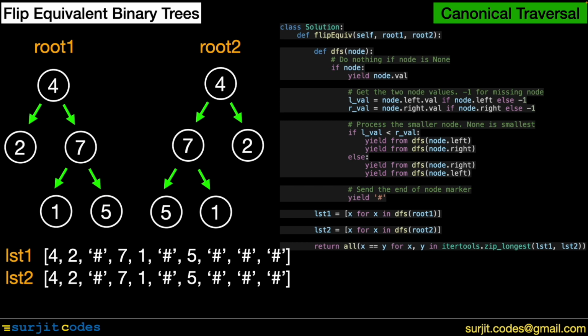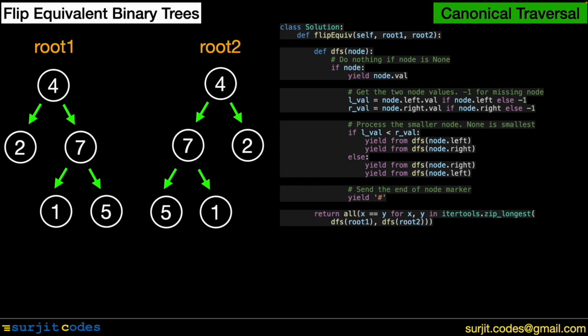In the first iteration, the pair is 4 and 4, so x equal to y gives True. In the second iteration, 2 equal to 2 is also True. The final result is True when all the tuples have matching pairs. In the present example, the final result is True, which means that the two trees are flip equivalent. If there is even one mismatch, the all function returns False and further processing stops.